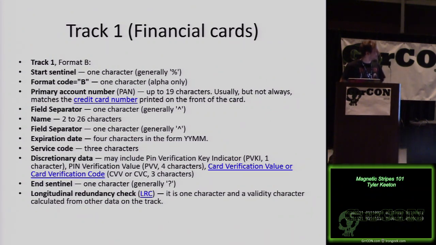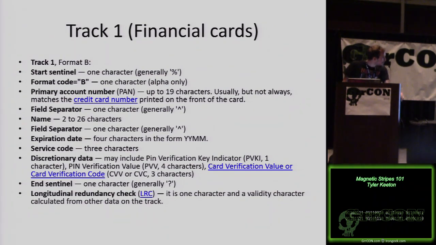Then we have the primary account number, which is the card number printed on the front. We have a field separator, which just says, hey, this is done, next. Then we have the cardholder's name as printed. Another field separator, then the expiration date. The expiration date can change from year, month to month, year. That can be significant when it comes to calculating the CVV, and we'll get into that in a second.